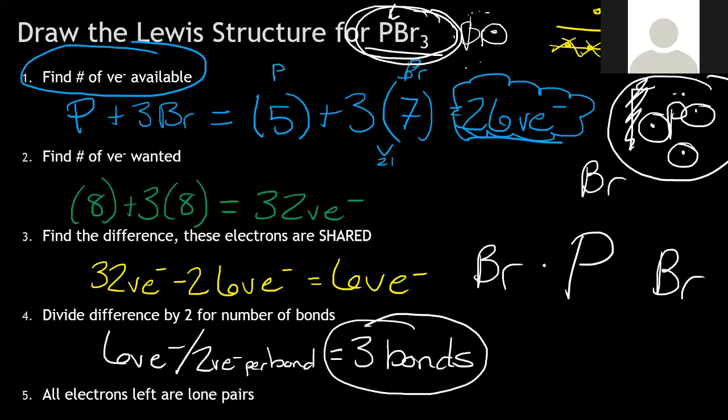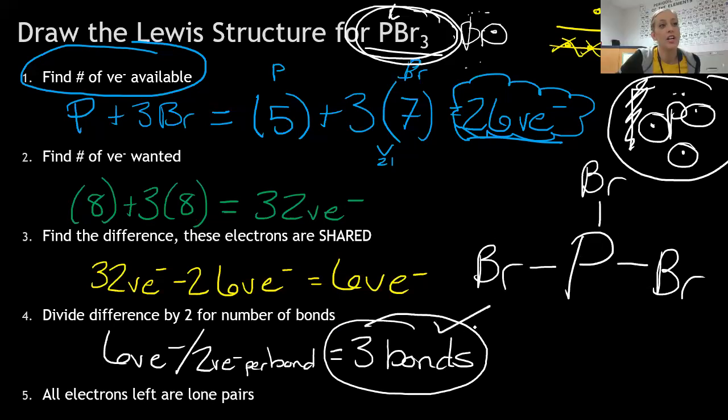Okay, so draw one line from one bromine to the phosphorus, and then for each of them. Right, so we did our bonds. We connected all the molecules. What I usually do is connect all the atoms and then see, okay, I used 3 bonds. I only had 3 bonds, so I'm done with my bonds.